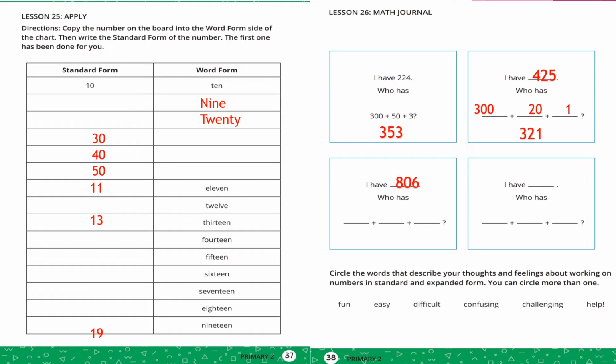I have 806. Who has 700 plus 60 plus 1? Write it in standard form, 761. The last one, I have 761. Who has 800 plus 0 plus 6? Complete this box.